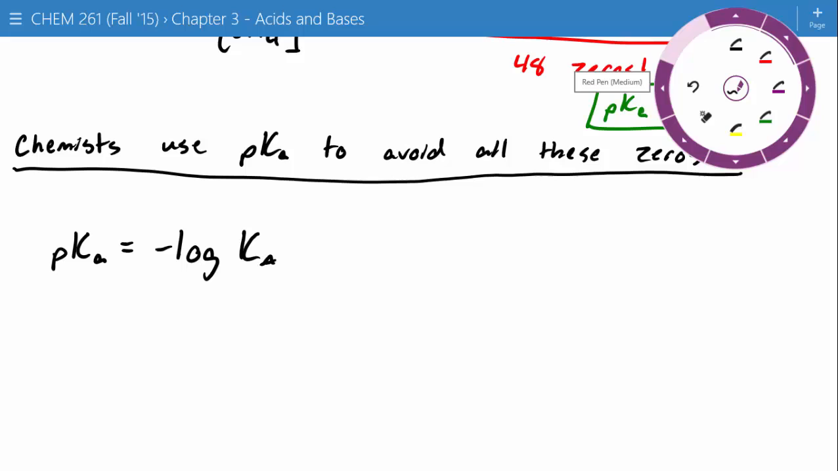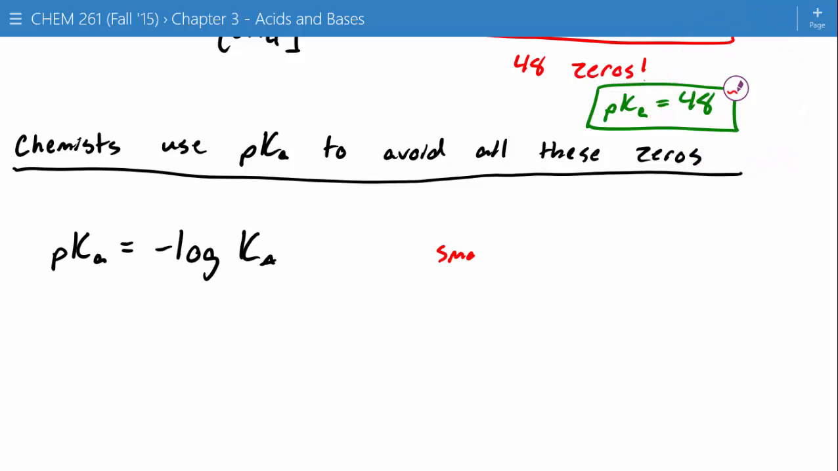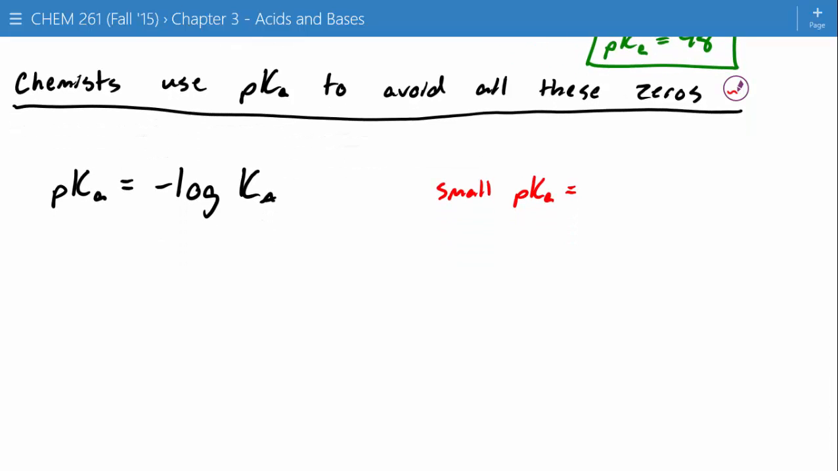So if we look at this, small pKa's, does that equal a strong acid or a weak acid? Strong acid. And a large pKa, meaning something about 50, is a weak acid. So typically the range we see in organic chemistry ranges from about -10 to about 50. That's a nice manageable range. It's a lot easier than the ranges for Kas.